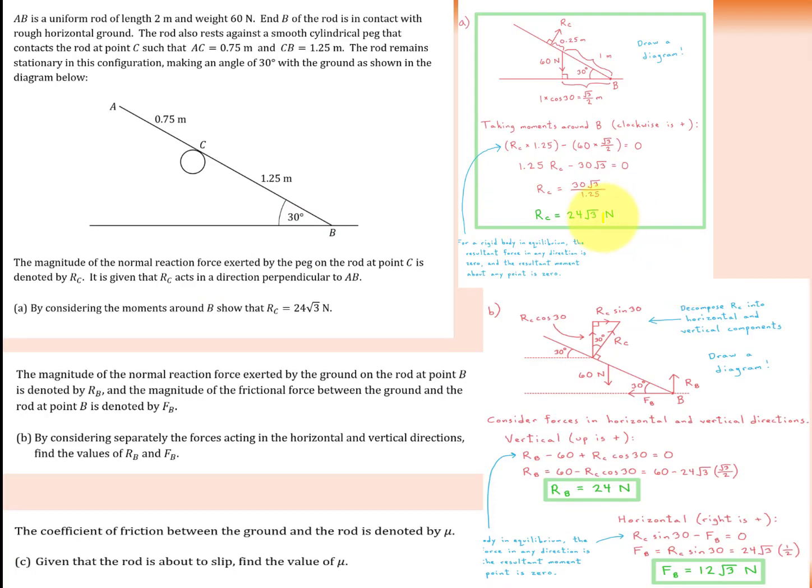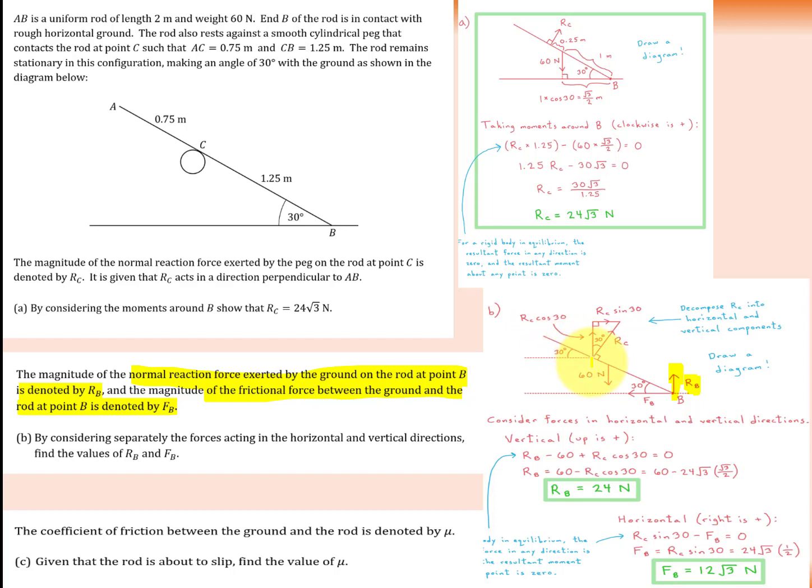So part B. The magnitude of the normal reaction force exerted by the ground at the point B is denoted by RB. So there's a normal reaction here, RB. The magnitude of the frictional force between the ground and the rod at point B is denoted by FB. So we have to note that down.